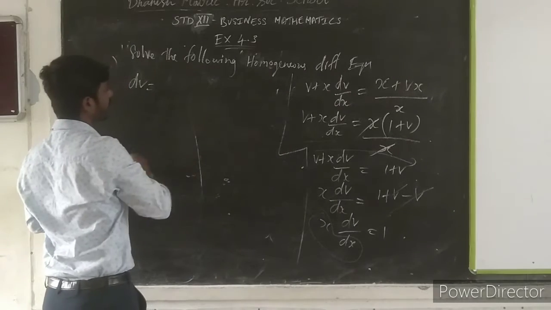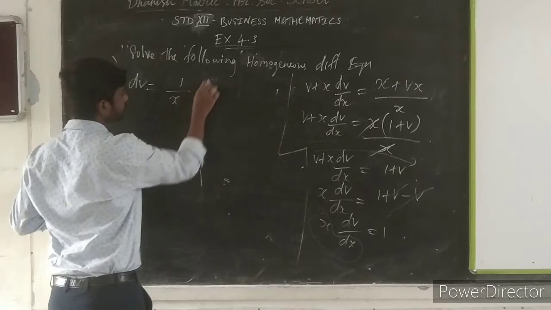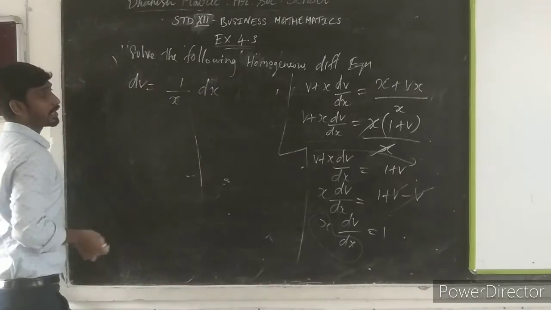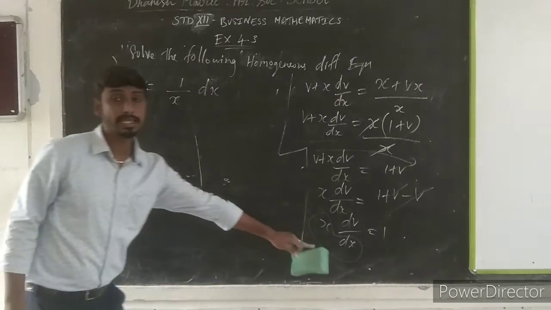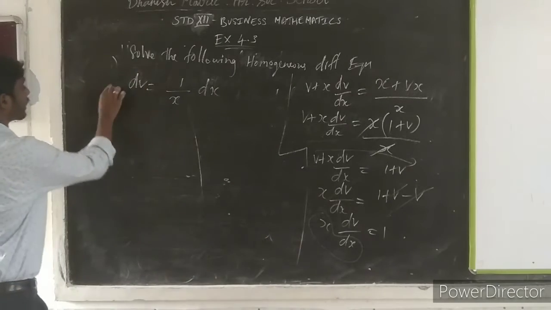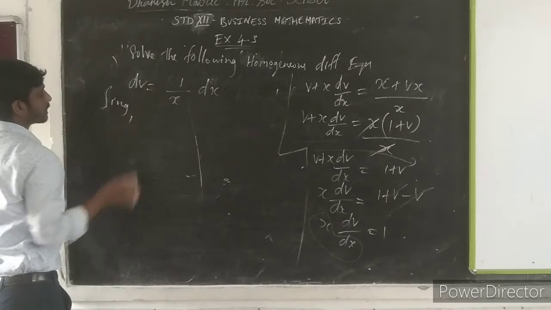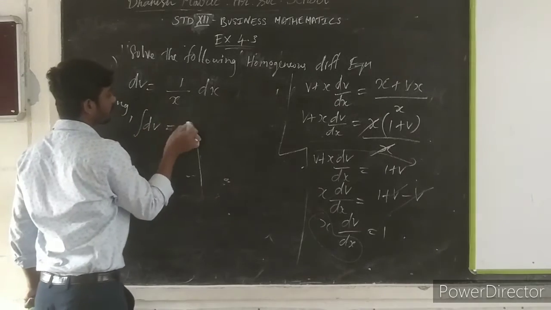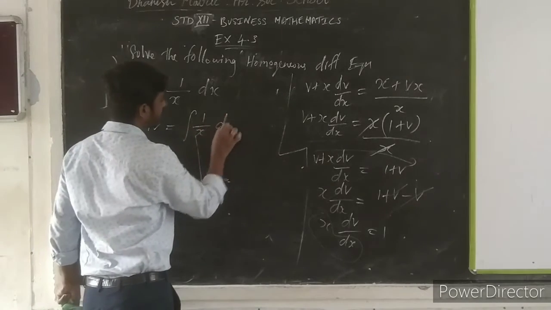Sorry, I am getting this one, 1 divided by x dx here. So now we are integrating. Here we are applying the separating the variable method. Now we are going to integrate on both sides. Now integrate this one: dv equal to the integral of 1 divided by x dx here.